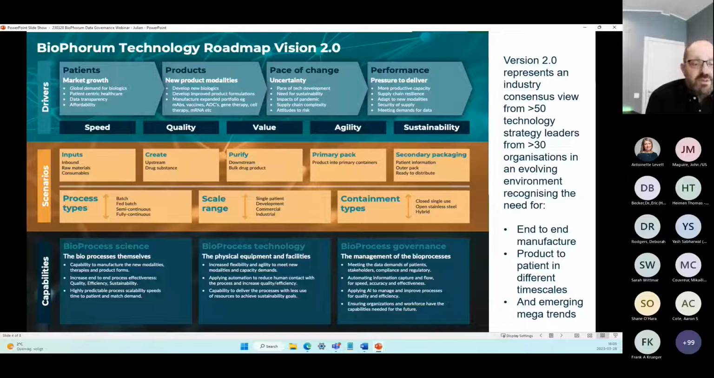Now, obviously, I don't have time to describe the roadmap in detail, but we'll share a link to the roadmap after the webinar with everybody who's taken part, so that you can review it at your leisure. Suffice to say that there is one thing down at the bottom right-hand corner here that I hope you can see. It talks about meeting the data demands of patients, stakeholders, compliance, and regulatory. That basically shows that this is one of the key capabilities or competencies that the governance from within the forum has seen as underpinning all the work that we do.